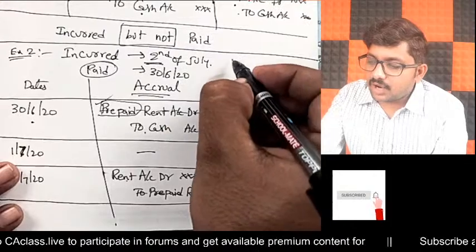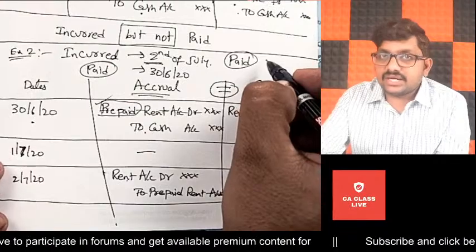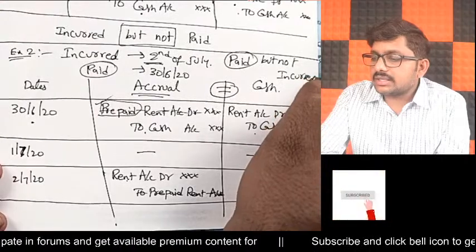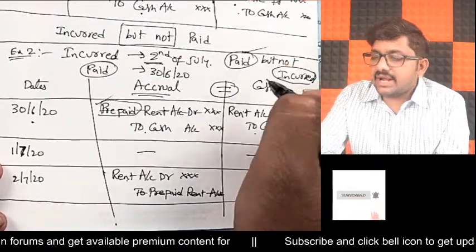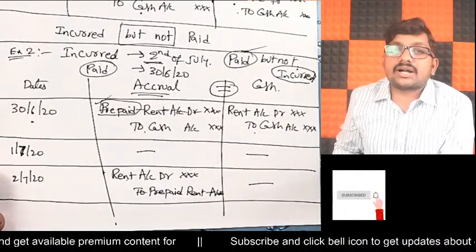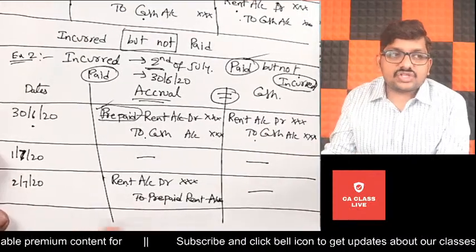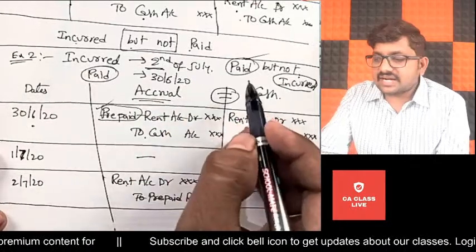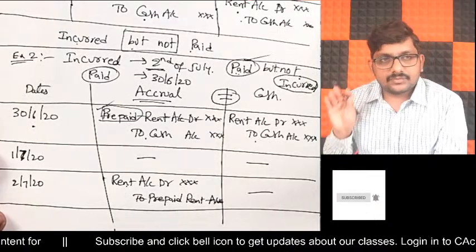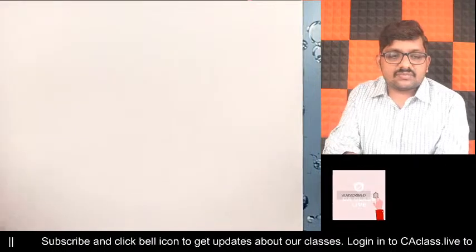And this is the example for what? You have paid, but on the day you have paid, did you incur? No, that's what I'm saying. Paid but not incurred. Payment is already done, but on the day of payment you did not incur. Okay now friends, again, you have two situations. One is incurred but not paid. Second one is paid but not incurred. In these two scenarios, what actually is happening? Let me discuss that with you once again.